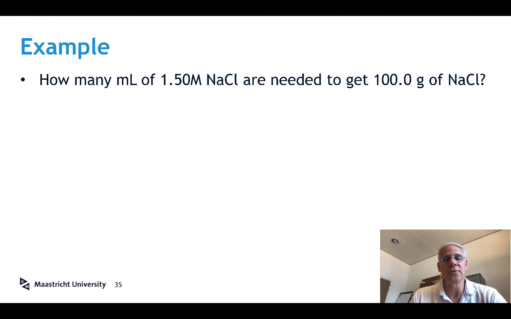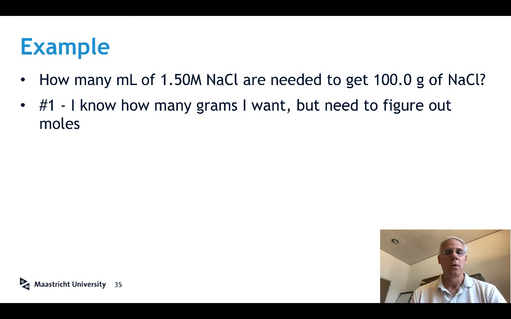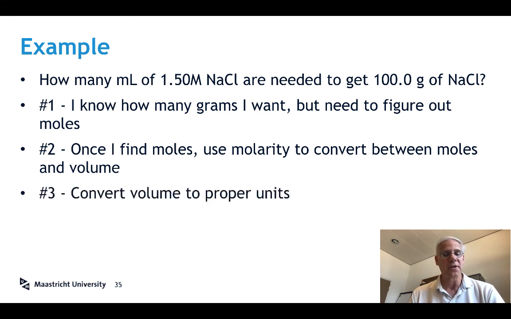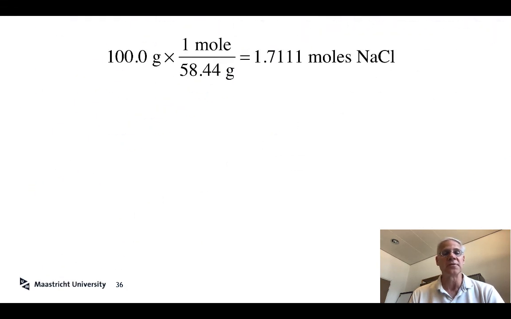So how many milliliters of a 1.5 molar sodium chloride solution are needed to get 100 grams of sodium chloride? We know how many grams we want. We want 100 grams. But in order to get grams, we first need to find moles, because moles are a unit in that 1.5 molar NaCl. Grams are not a unit. Once I find the moles, I can use the molarity and the moles and use that relationship to find the volume. Once I find the volume, I can convert that volume into proper units if any further conversion needs to be done. Let's look at that one as an example.